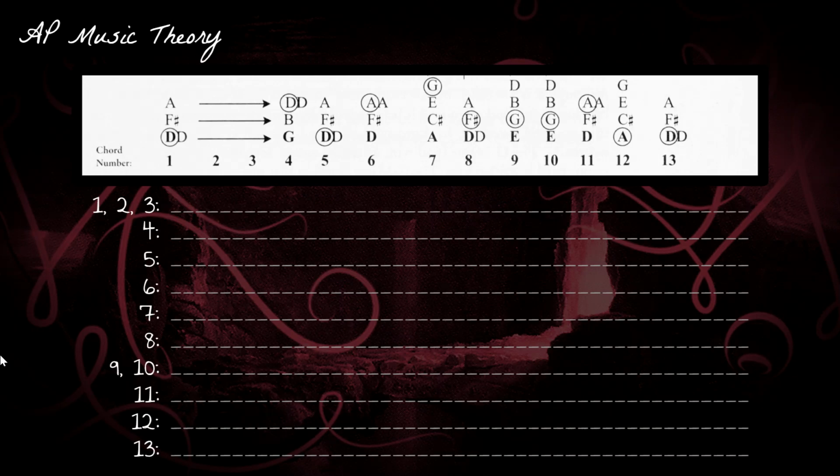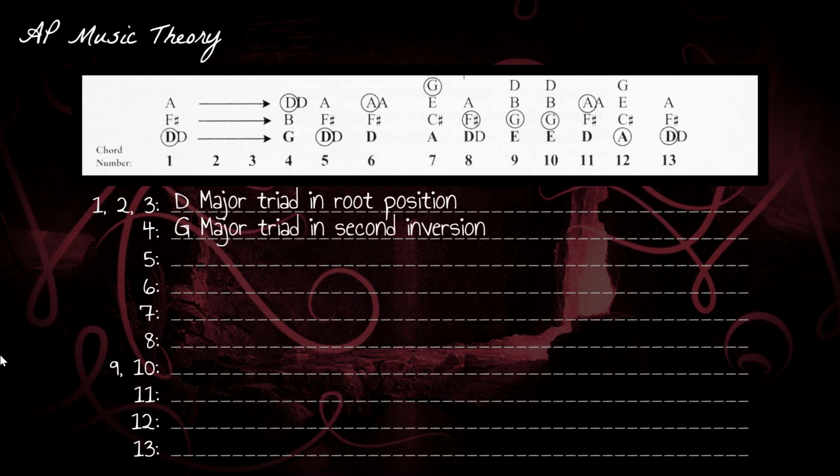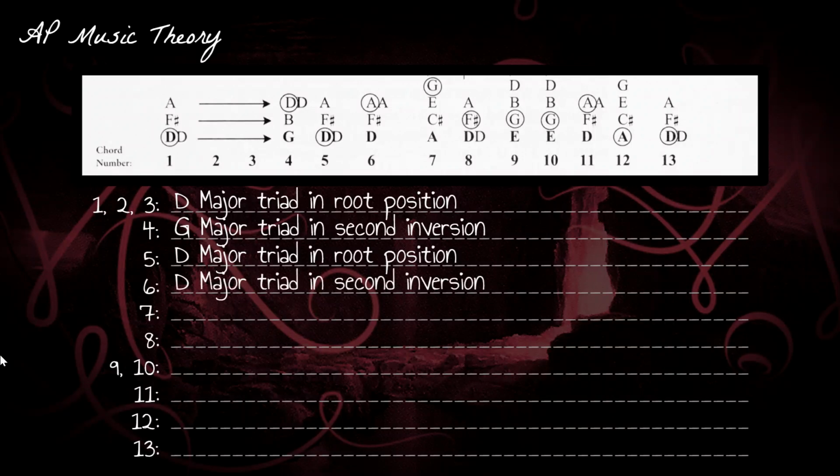Okay, let's go on to the answers of step 4. So we have 1, 2, 3, which is a D major triad in root position. We have number 4, a G major triad in second inversion. 5, D major triad in root position. 6, D major triad in second inversion. 7, A major triad with minor 7th chord. The 7th of the chord is in the bass. Yes, that would be the third inversion.